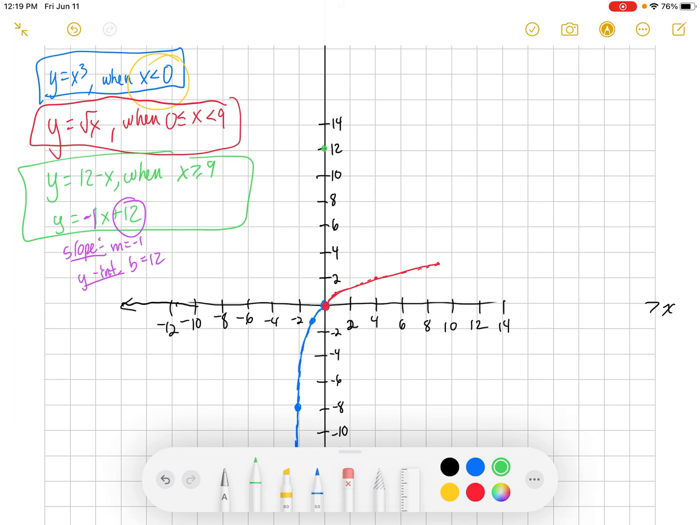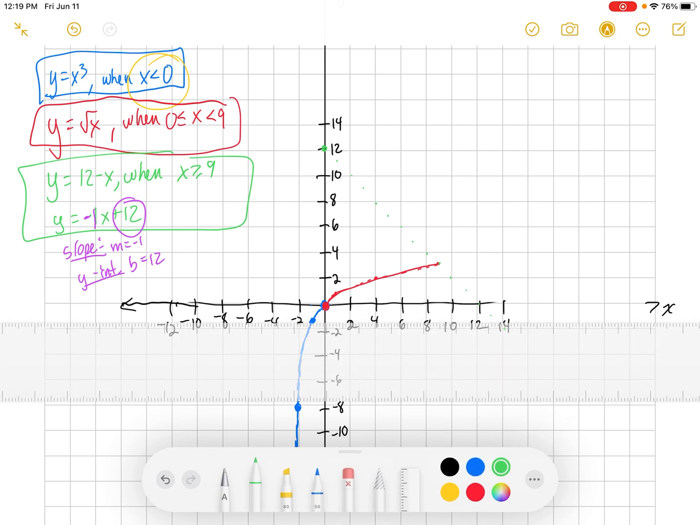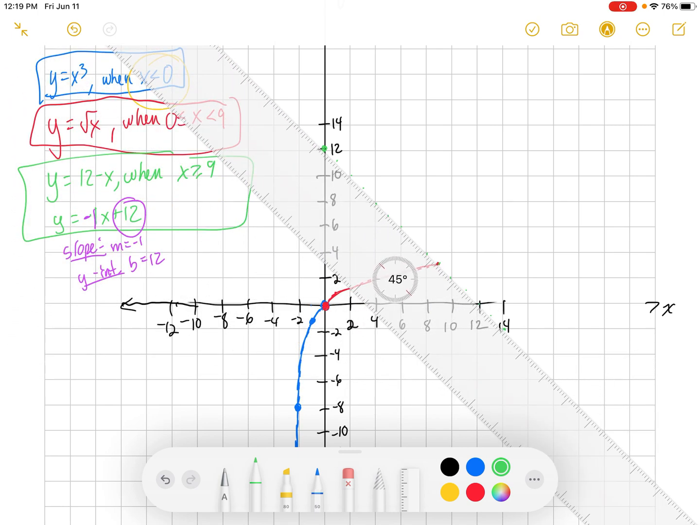So to graph this in green, I'm going to find positive 12 here on the y-axis. I'm going to go down 1, right 1, and repeat, down 1, right 1, continuing down the line. If I connect this all together very lightly with a dashed line, I'd end up getting something like this.